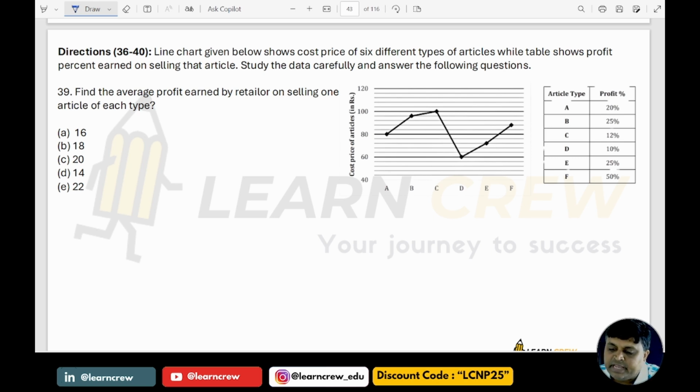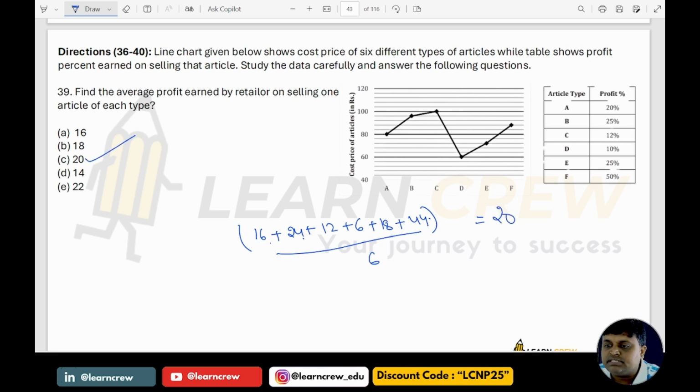Next, find the average profit earned by the retailer on selling one article of each type. 20% of 80 is 16, 25% of 96 is 24, 12% of 100 is 12, 10% of 60 is 6, 25% of 72 is 18, and 50% of 88 is 44. Divided by 6, 18 plus 12 is 30, 30 plus 30 is 60, 60 plus 60 is 120, by 6 is 20. So the average is 20.